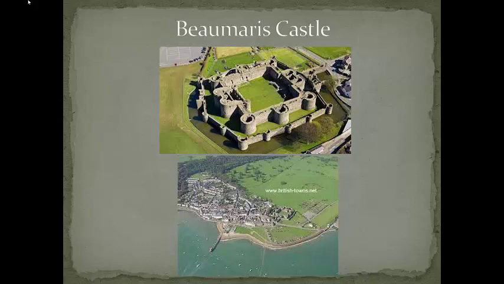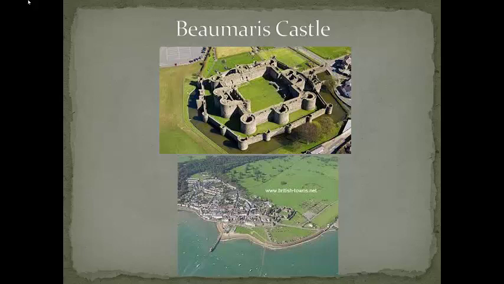Beaumaris is in the far northwest of Wales. It's on an island, the island of Anglesey. As you can see from the bottom picture, there was a town already there. That was a favourite thing for Edward to do, to import his own people to live in the town. Anglesey was a very significant place at the time. In the 13th century, it was a commercial centre. It was a native Welsh royal manor.